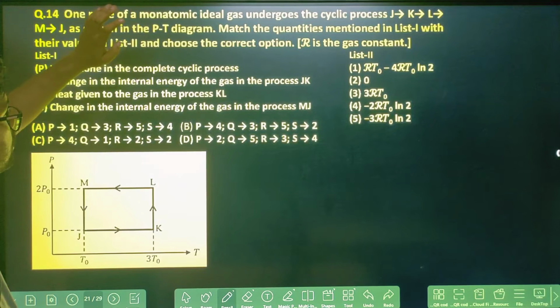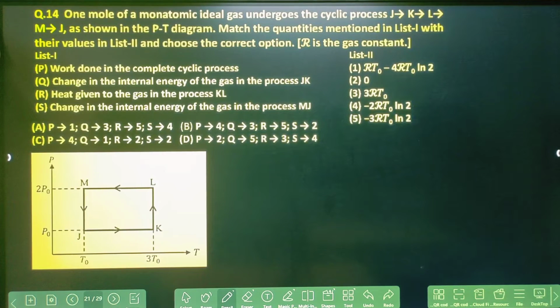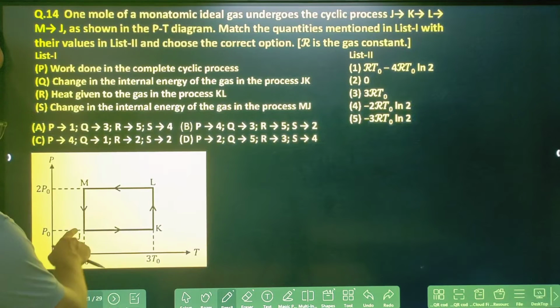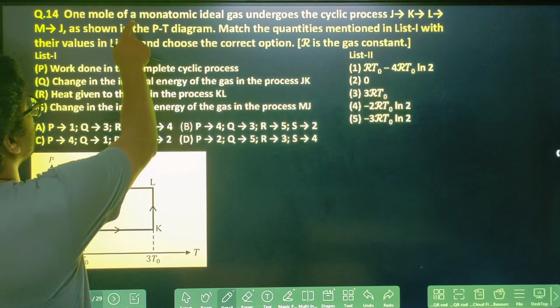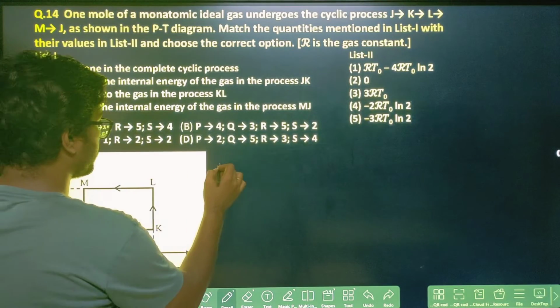Change in internal energy of the gas in this process, JK. So JK internal energy, if you find out, you can find out easily, right? Because it is a monoatomic gas, 1 mole, for JK.